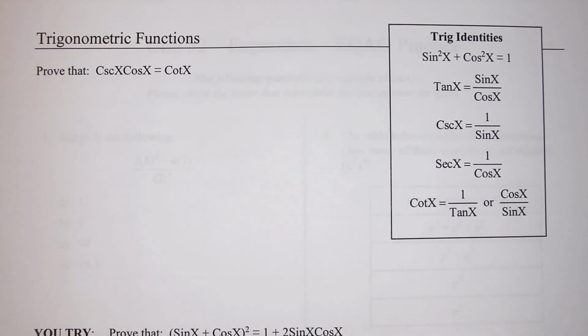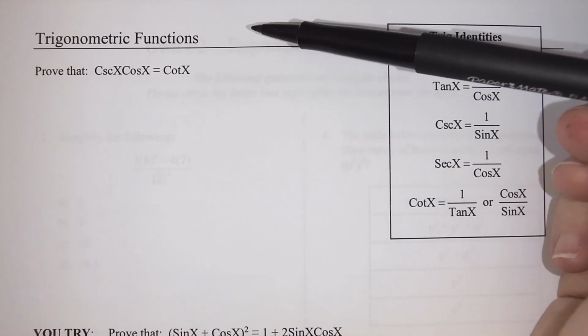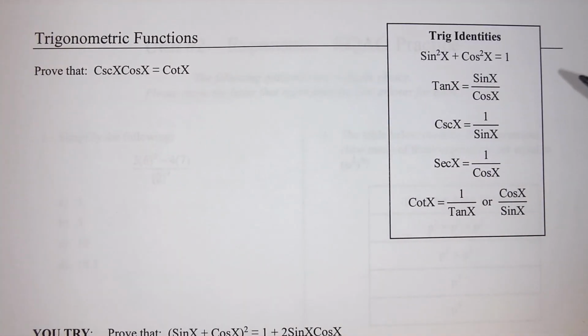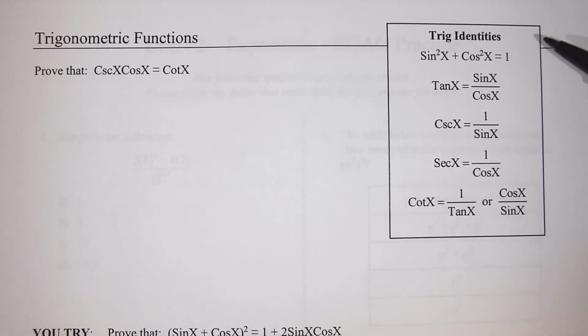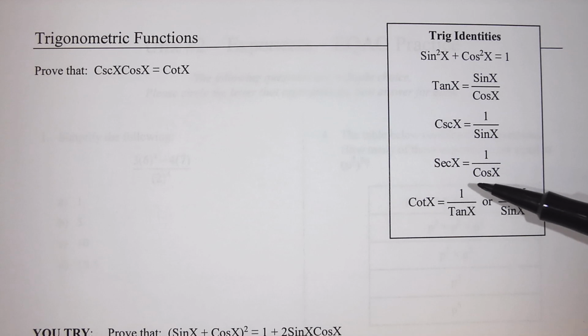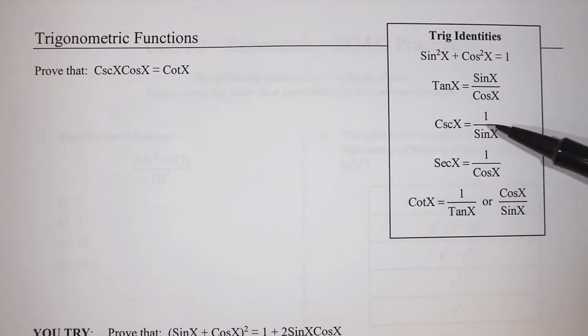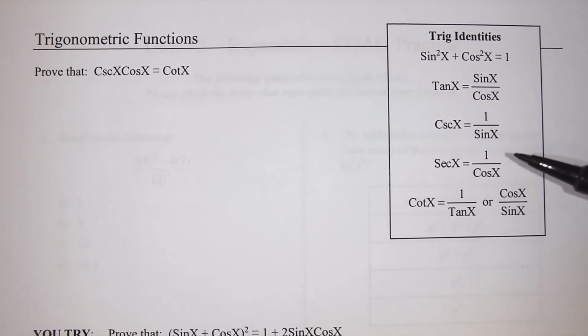This is part 3 of our video on proofs. And in this part, we are going to look at some trigonometric proofs. Now, you'll notice here, we have some things on the side that we haven't really talked about yet. These are called trig identities, and they are some relationships between sine, cos, and tan, secant, cosecant, and cotan that are true. So they're true relationships between those functions.